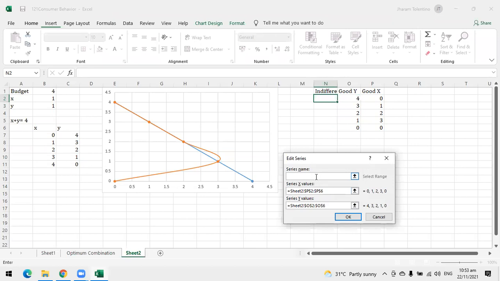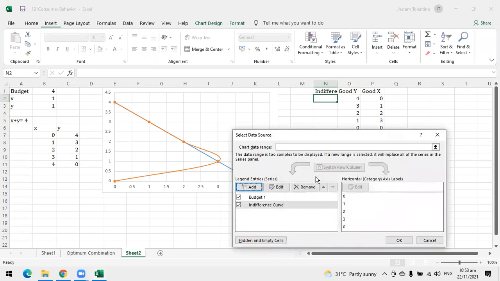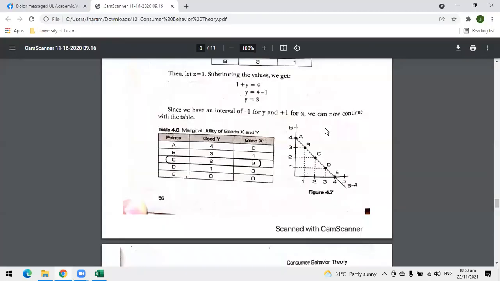Wala, pasok lahat. So, hindi nga siya pwede. Alright, so, lahat pumasok. Lahat pasok.